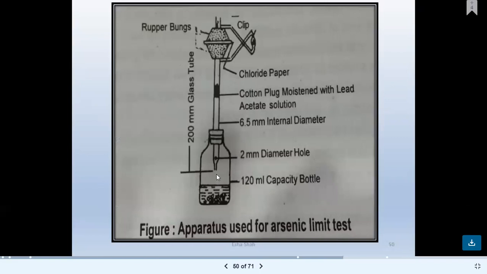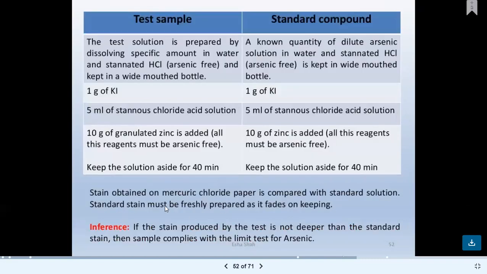The formed arsine gas will then pass through the hole that is 2 mm in diameter, through the tube. It will then react with the mercury chloride paper and give the yellow stain or coloration. The stain obtained on the mercury chloride paper is compared with the standard solution, that is with the second Gutzeit stain. The standard stain should be freshly prepared as it fades on keeping. That is, the stain formed on the mercury chloride paper can fade. So both the test as well as the standard solution are to be performed freshly and simultaneously.